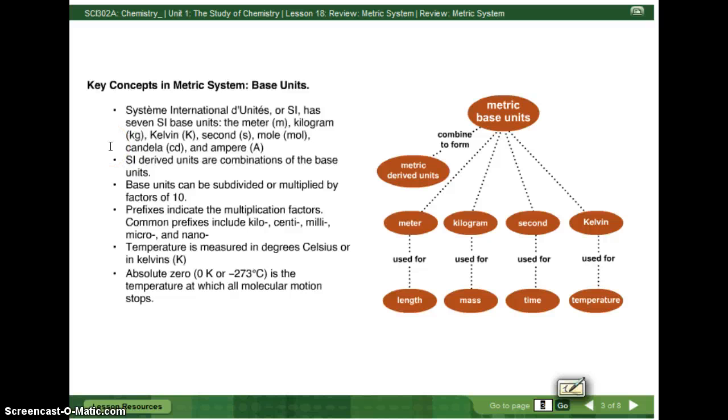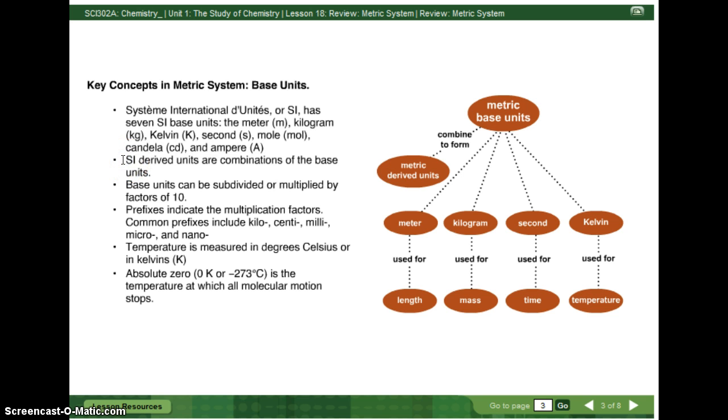Candela is abbreviated cd and measures light intensity, and ampere is abbreviated capital A and measures current, so with electricity. Again, we're not going to use these two a lot, but they could pop up on the quiz, and you do need to know that they are 2 of the 7 base units.